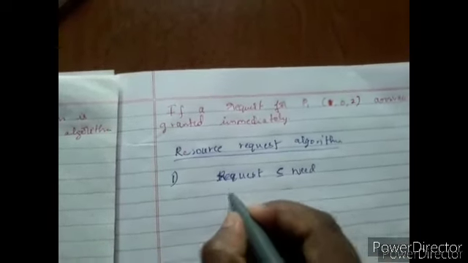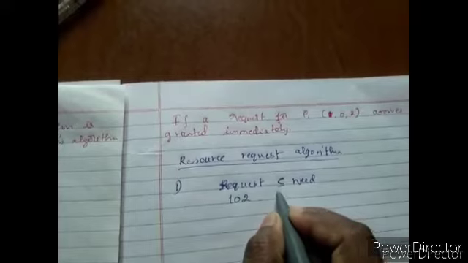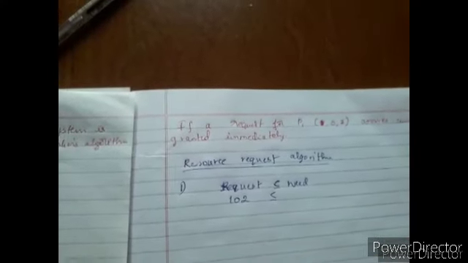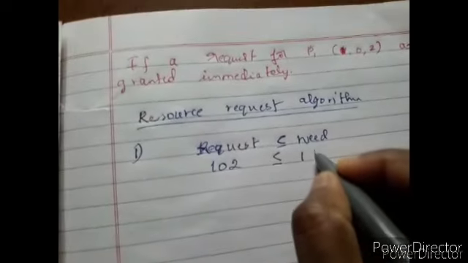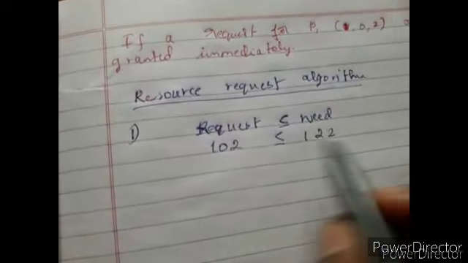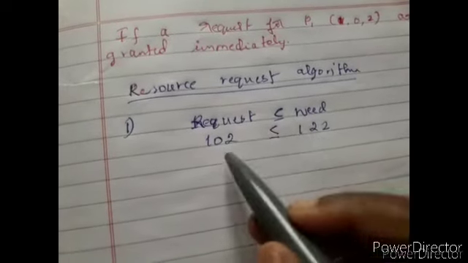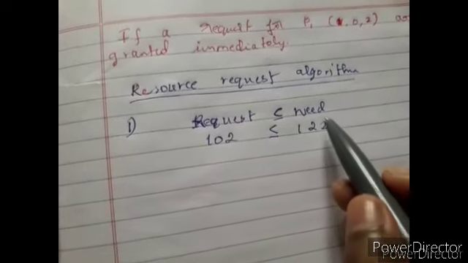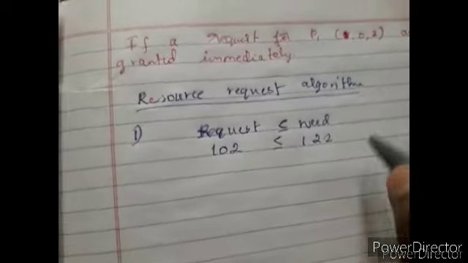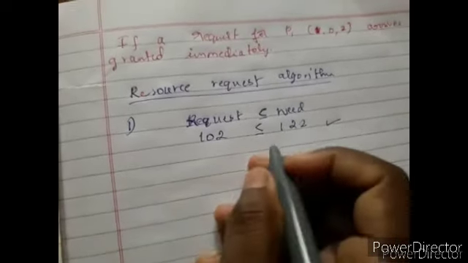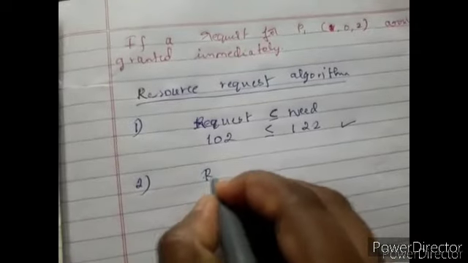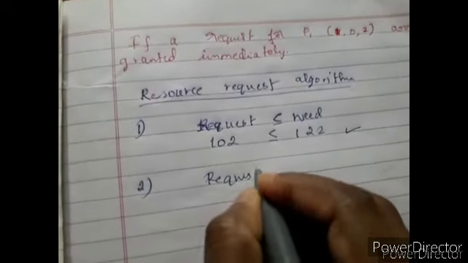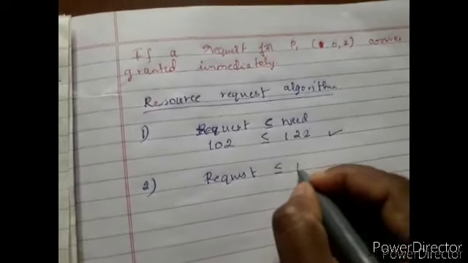What is the request here? 102. So whether it is less than or equal to need, what is the need value for this process P1? It is 122. Yes, obviously it is less than or equal to 122. So 1 is equal to 1, 0 is less than 2 and 2 is equal to 2. So the condition is true. Next, after this condition is satisfied, we need to check the next condition, whether request is less than or equal to available.